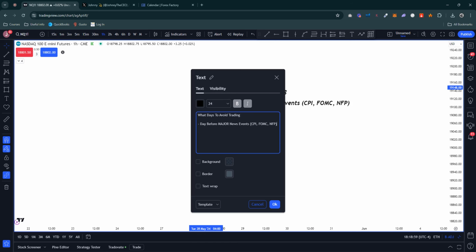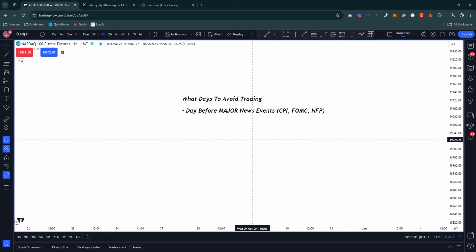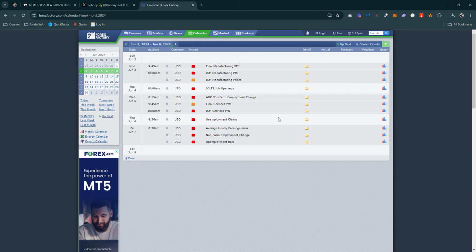These days, I would not trade if I were you guys, especially if you're just starting: days before major news events, CPI, FOMC, NFP, because usually what will happen on days before these major news events is the market will go into consolidation mode. It'll just accumulate for the move that's going to happen for CPI, FOMC, or NFP. So I would just avoid the consolidation and the sideways price action. Now this isn't always the case, but a majority of the time it is. So I would not even look at the charts if I were you guys, if you're just starting out.